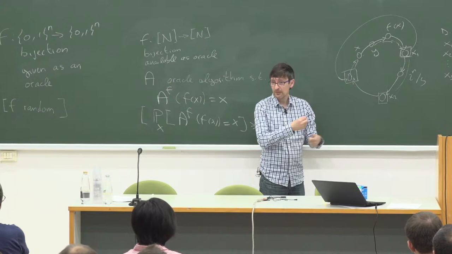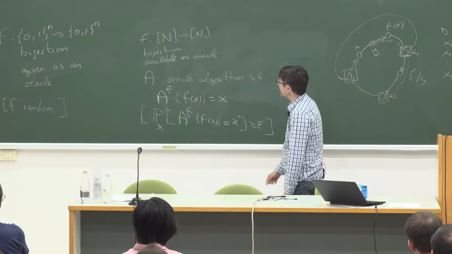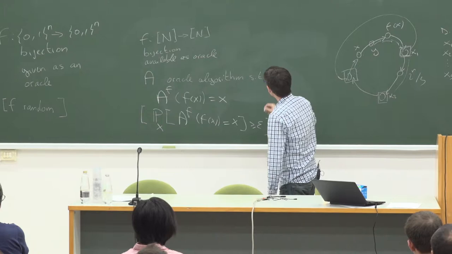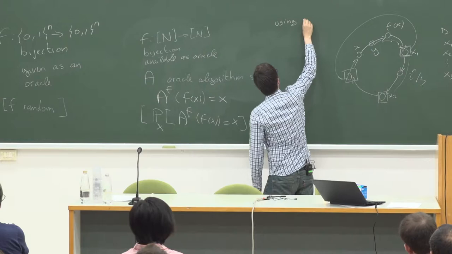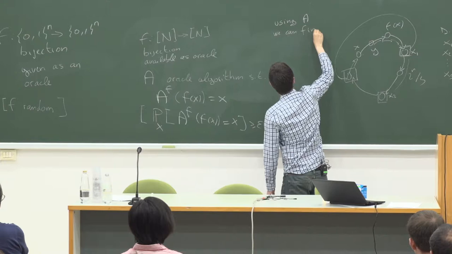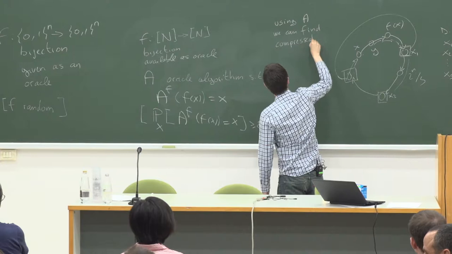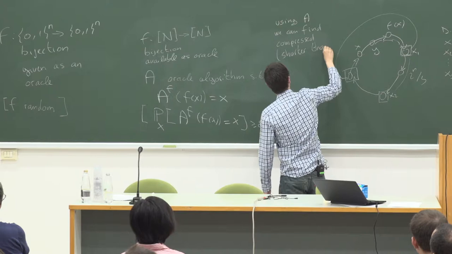But in general, the argument will say, well, suppose we have this bijection available as an oracle. We have some oracle inverter. Then we want to say that using A, we can find a compressed representation of F, meaning shorter than log of n factorial bits.